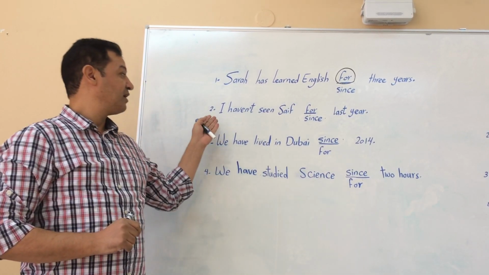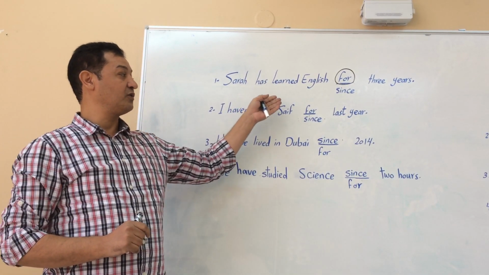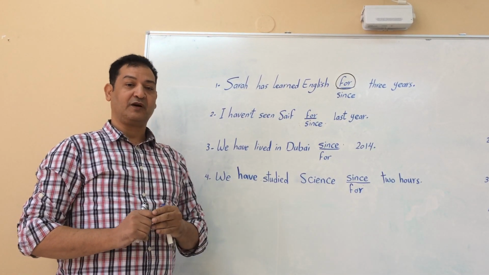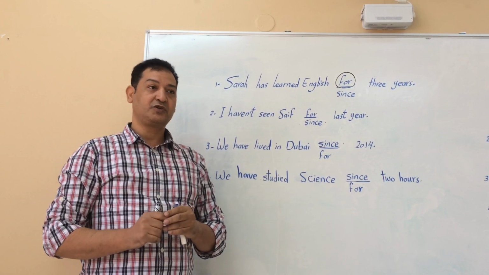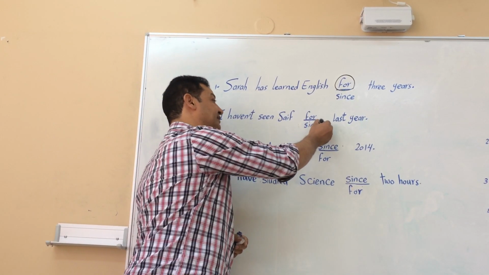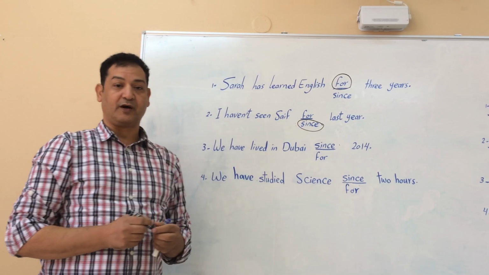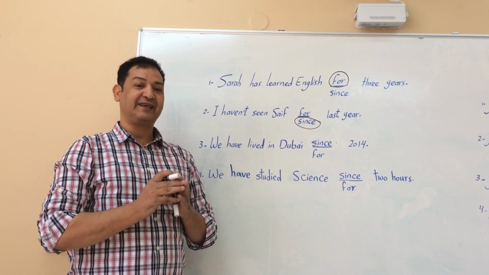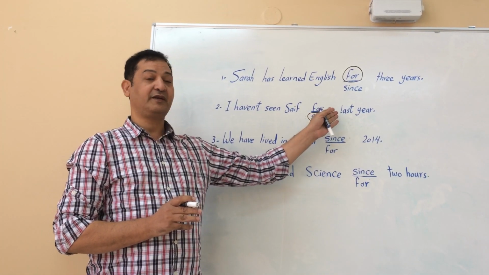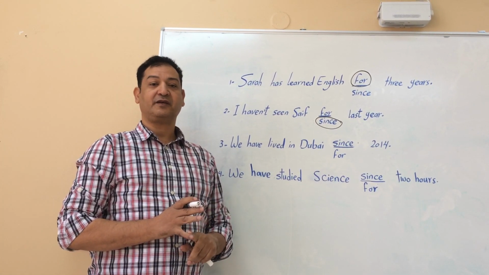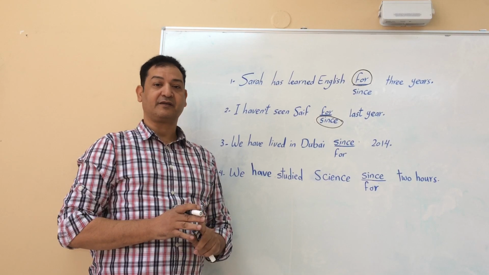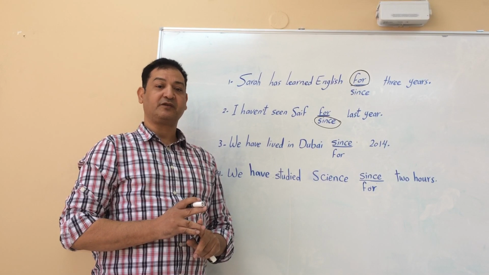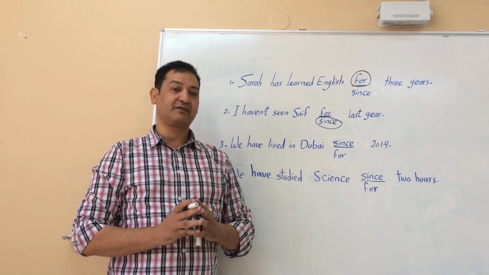Number 2. I haven't seen Saif for last year or since last year. You have to think. Good. The answer is since last year. But why? Because since is used when we talk about exact time. Last year, exact time. Last year, Monday, Sunday, March, April, 1990, 2020. This is called exact time.